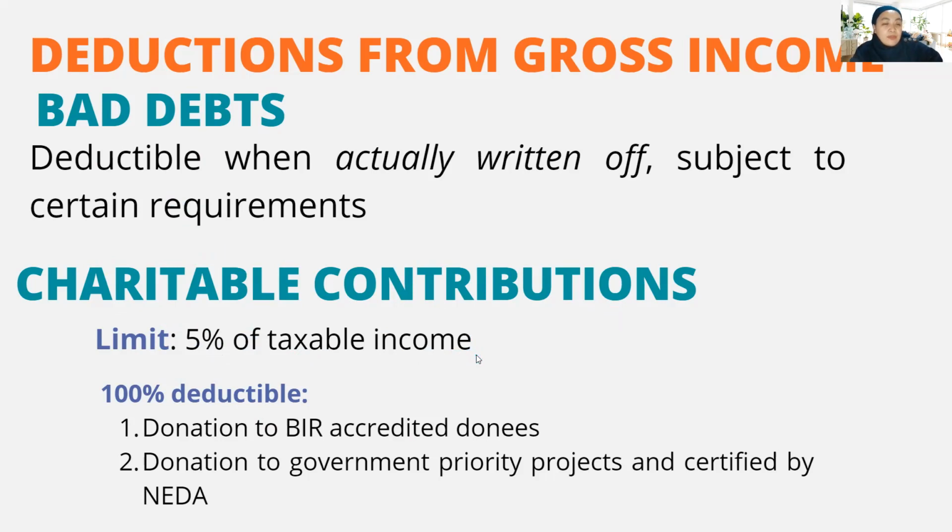So for example, your taxable income before, of course, the charitable contribution is 10 million. 5% of that is 500,000. So that's the limit. So if ang actual contribution mo is 700,000, the allowable deduction is limited to 500,000.